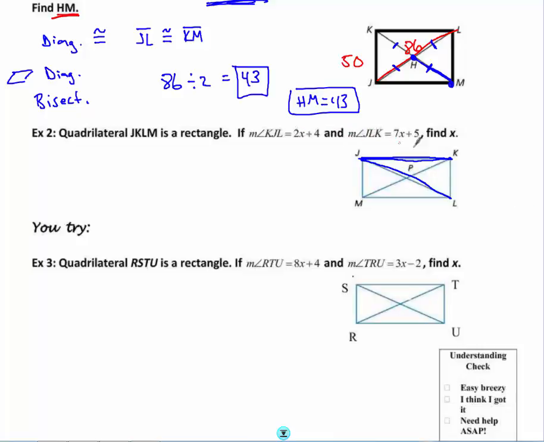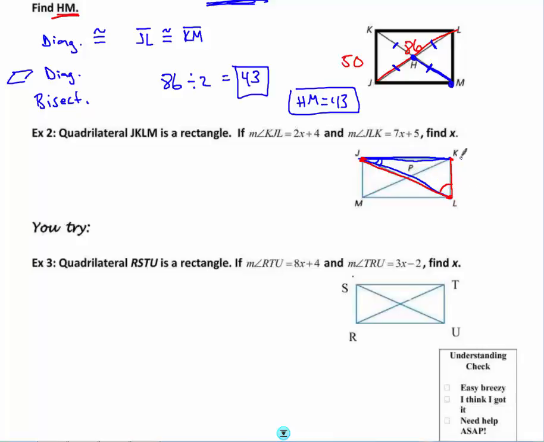The measure of angle JLK. Well, JLK is this angle, right? So we have this angle, right? And then we have this angle. I'm going to mark it with 2 marks because they're not the same, right?